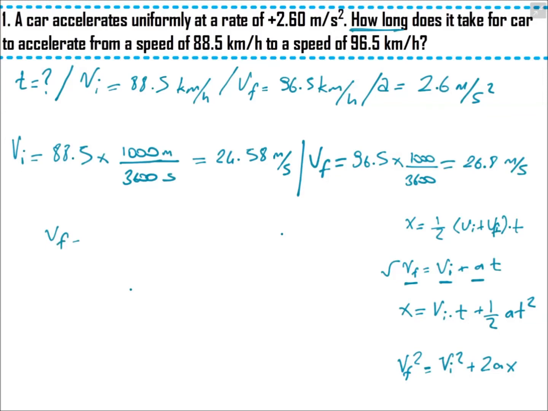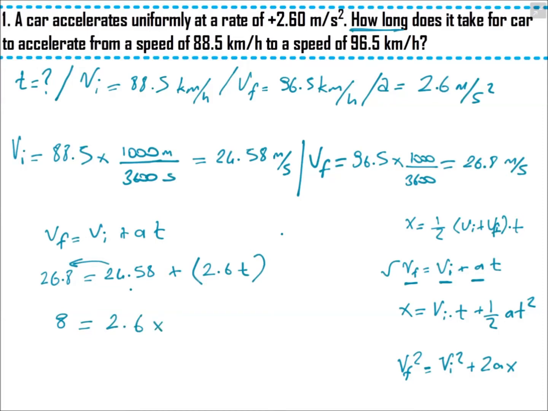the time. V final equals v initial plus a times t, and the final velocity is 26.8, equal initial velocity is 24.58 plus acceleration is 2.6 t multiplied by the time. If I send this to other side, it's gonna be 8 equal 2.6 times t. If we divide it by both sides 2.6, t will be equal 3.08 seconds.